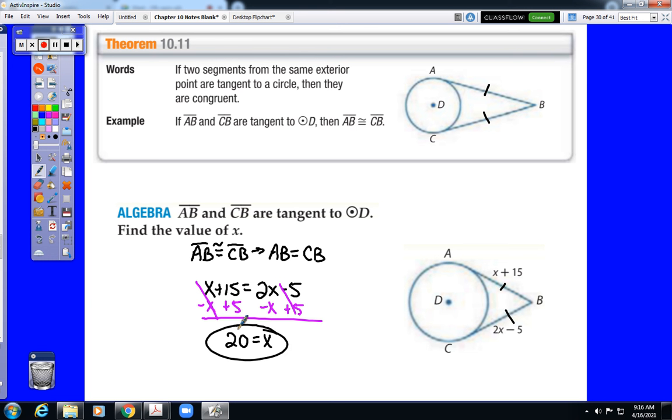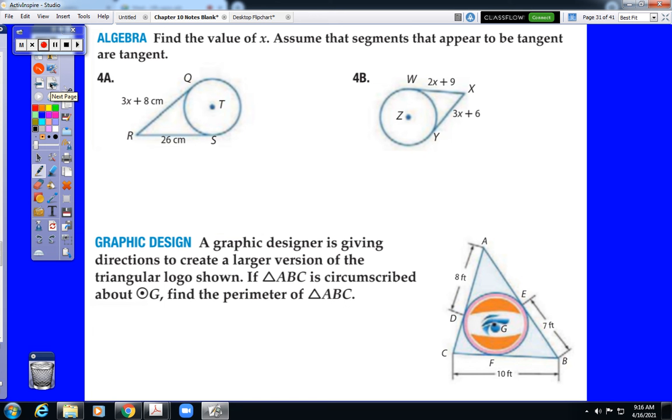Really straightforward. Should be relatively simple most of the time. So again, please pause the video and try examples 4a and 4b, and then resume the video to see how you did. The directions say find the value of x. Assume that any segment that appears to be tangent is tangent. So in the picture, RQ and RS, we assume to be tangent, which means they have to be congruent.